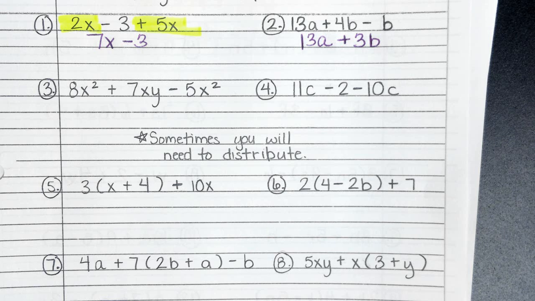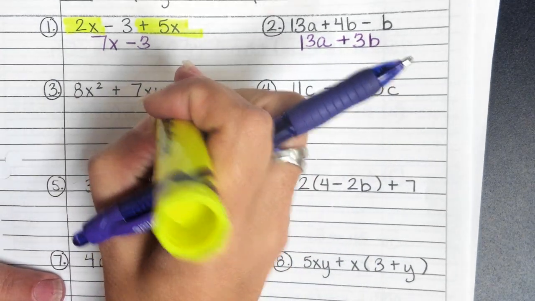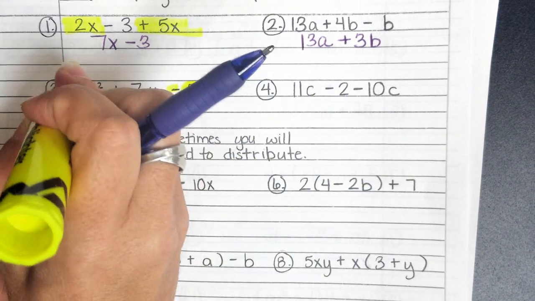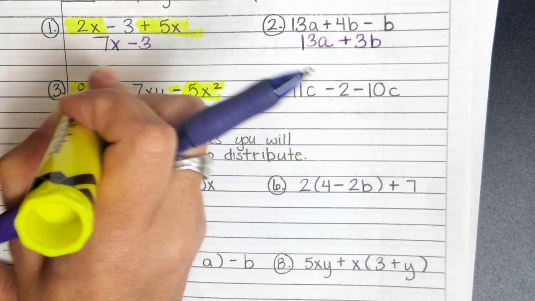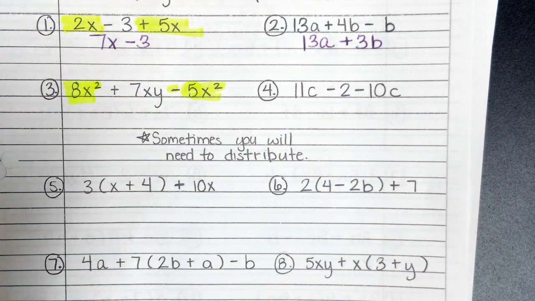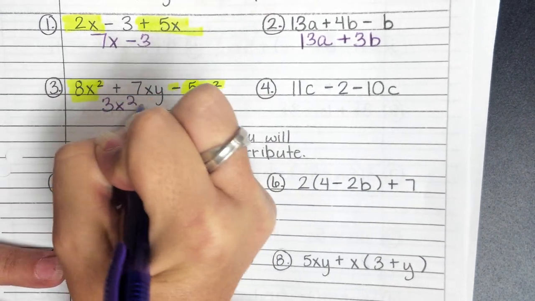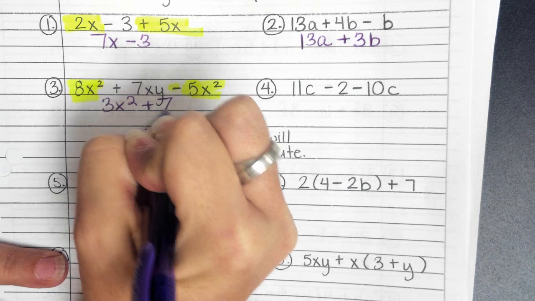Okay, so look at number 3. What do you think goes together? 8X and the 5X. Now, notice the minus sign. The symbol is always in front. That minus is with that 5. So, it is officially 8X squared minus 5X squared. So, it is 3X squared plus 7XY.